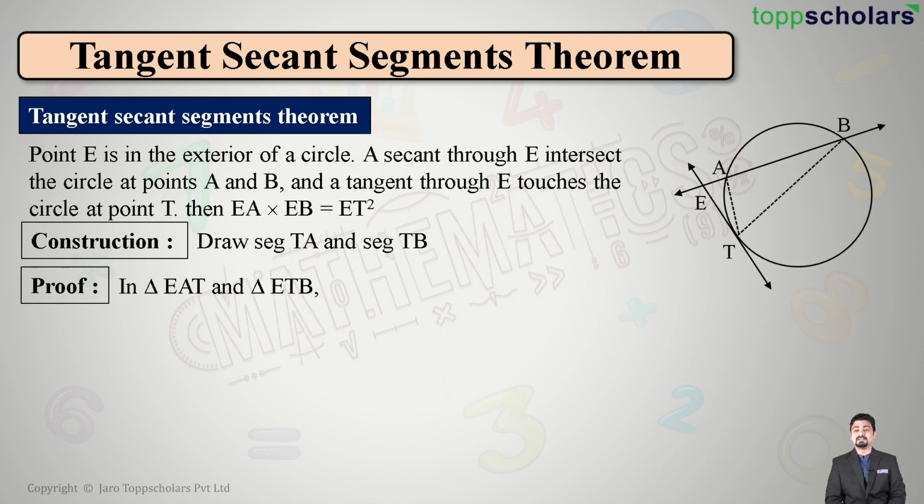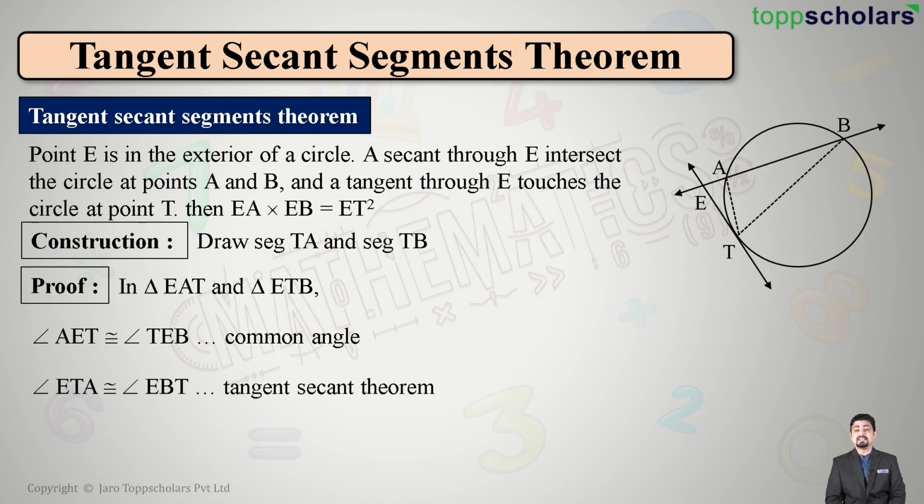from ETB. Then, in these two triangles, we have angle AET, which is of the smaller triangle, and angle TEB of the bigger triangle. Students, they are the same angle, common angle.